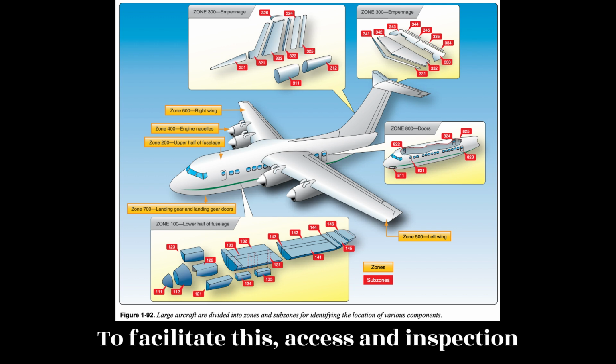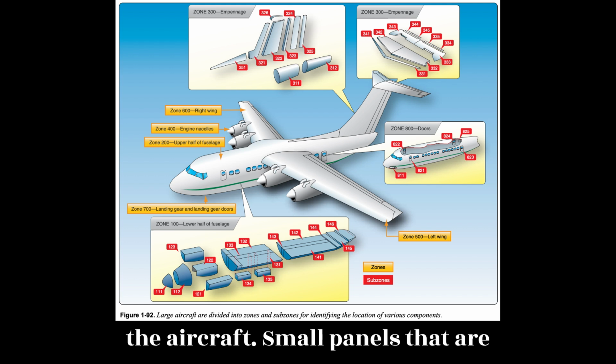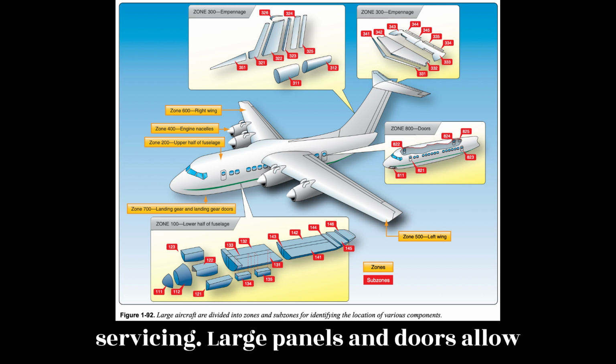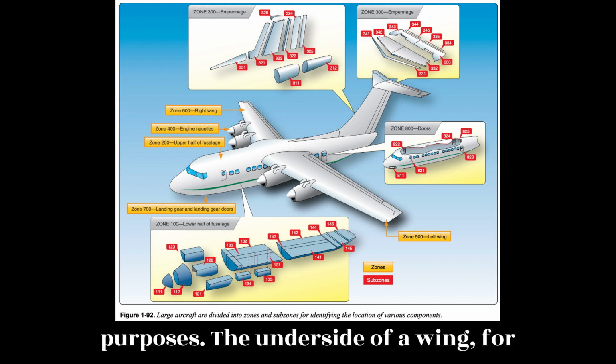To facilitate this, access and inspection panels are located on most surfaces of the aircraft. Small panels that are hinged or removable allow inspection and servicing. Large panels and doors allow components to be removed and installed, as well as human entry for maintenance purposes.